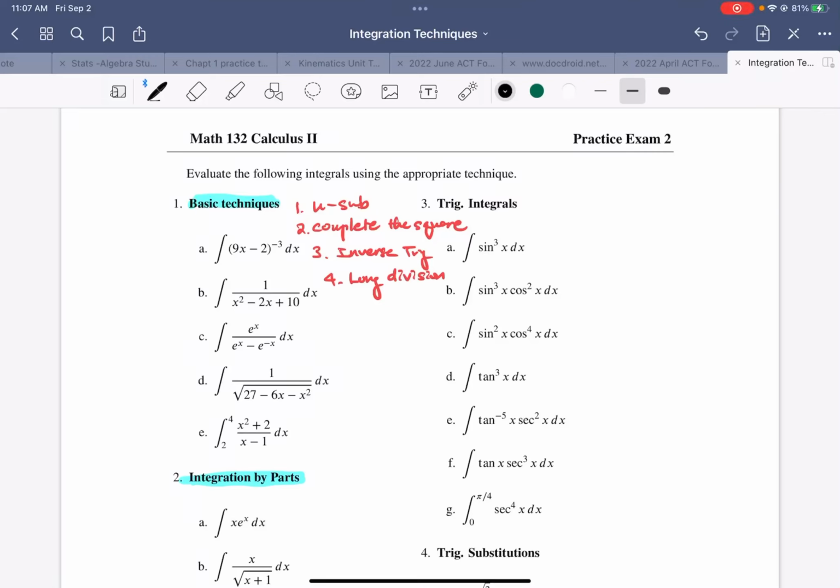In this video, we're going to talk about all different integration techniques. In the first video, I want to talk about basic techniques using u-substitution or completing the square, using inverse trig, and long division. And at the end of this video, we're going to talk about integration by parts. Okay, let's do number one.